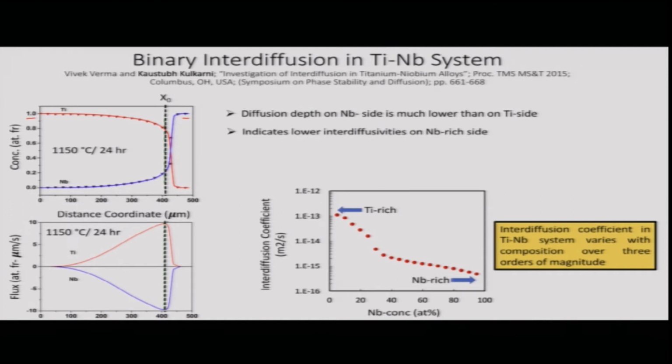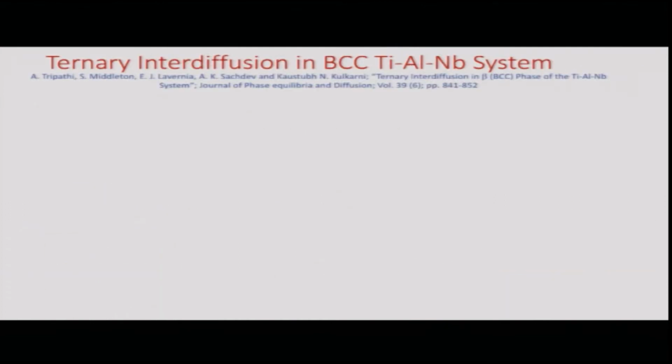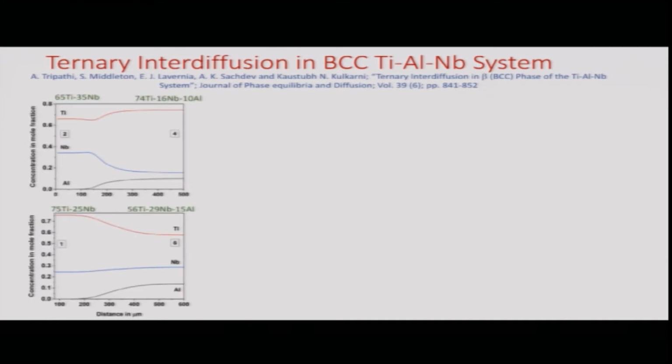Next, we will consider a ternary example. This is again our group's work on titanium aluminum niobium system. I have shown 2 ternary diffusion couples which were assembled at 1160 degree centigrade for 48 hours. The first couple on the left terminal alloy is 65 titanium 35 niobium. On the right side of the couple, the terminal alloy is 74 titanium 16 niobium 10 aluminum. These concentrations are in atom percent.